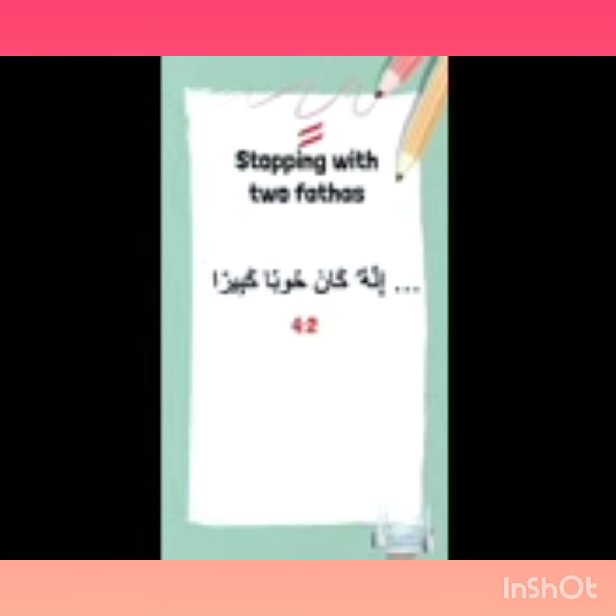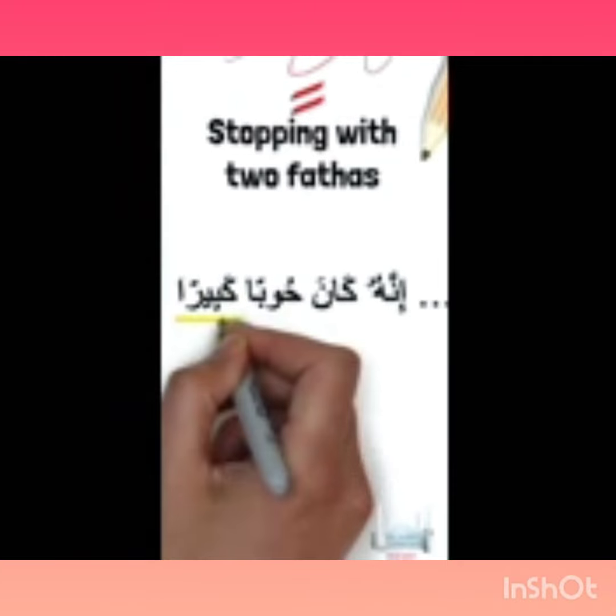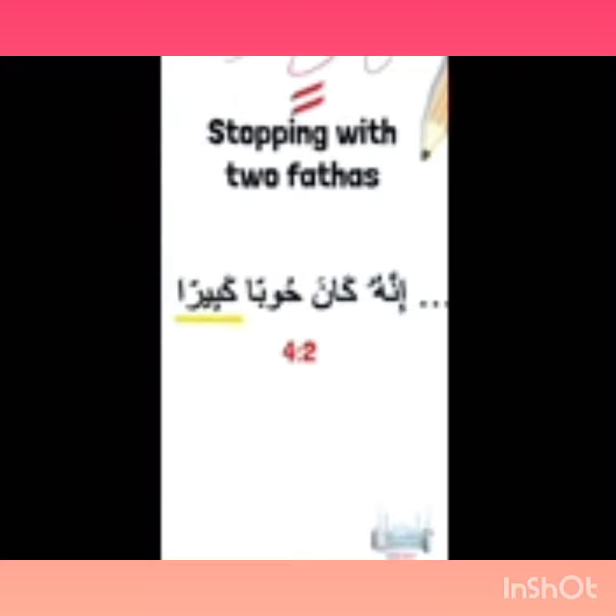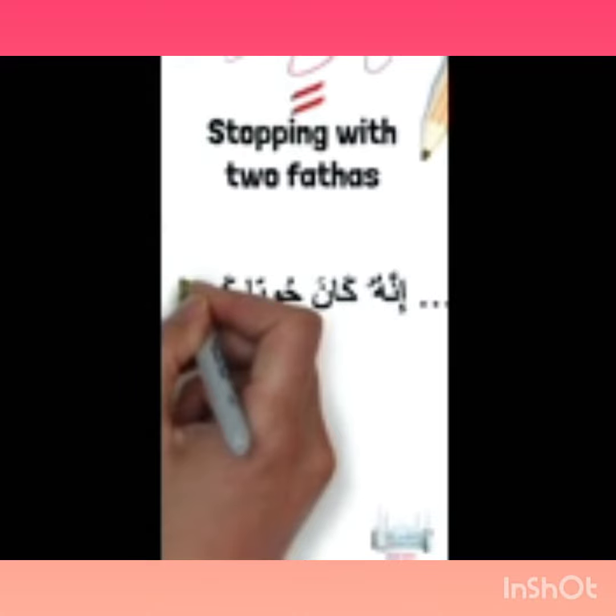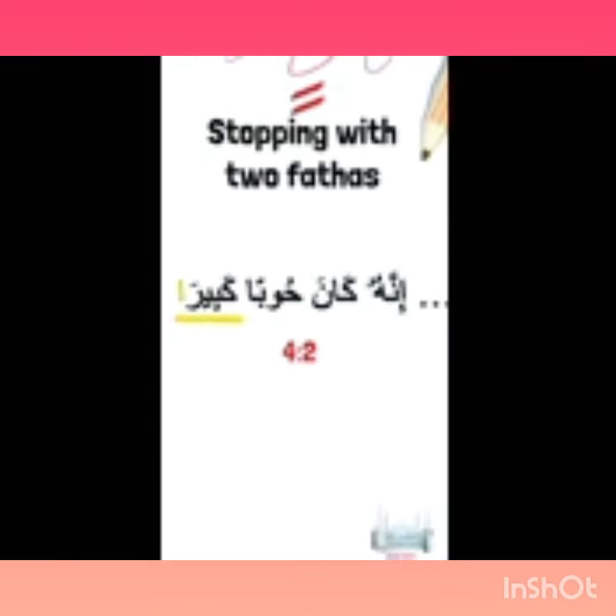When we want to stop at a word, we need to look at the last letter of that word. This will tell us how to stop. If the last word ends in 2 fathas, you read it with 1 fatha and 1 alif. For example, the last word has 2 fathas. The word reads kabiran. When we are reading and come to a stop, we read it with 1 fatha and 1 alif. The alif is already there for us. Now we read it as kabira and not kabiran.